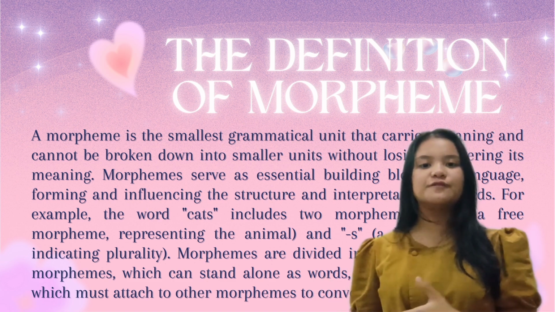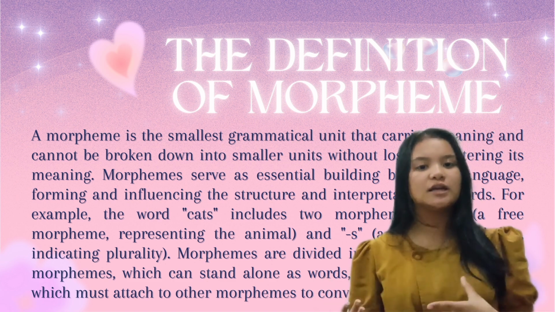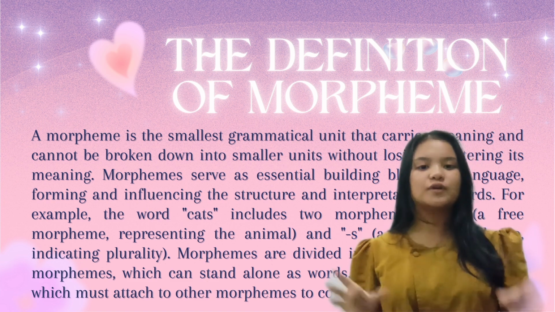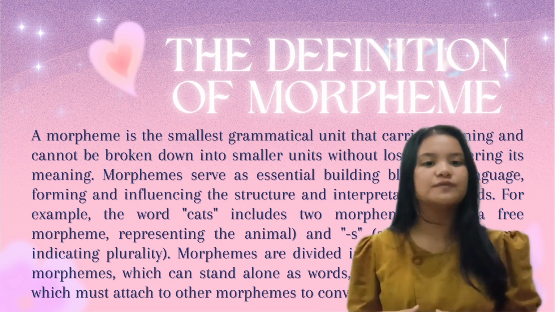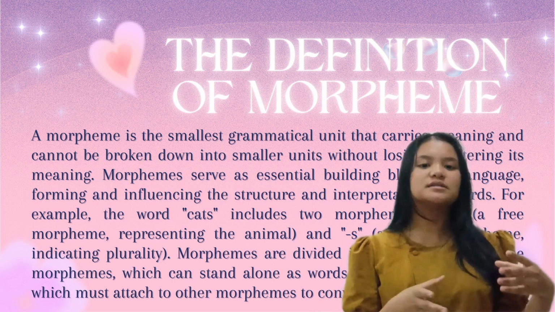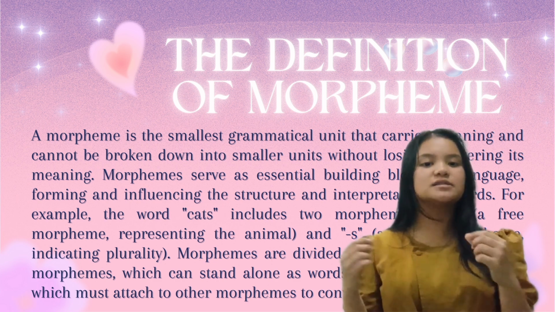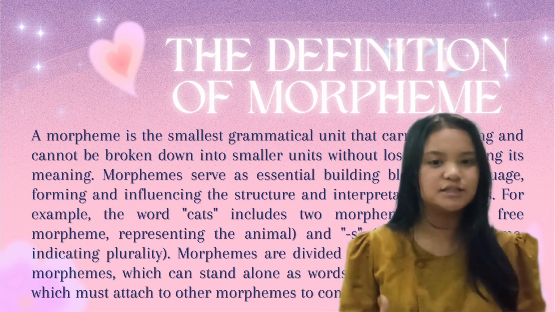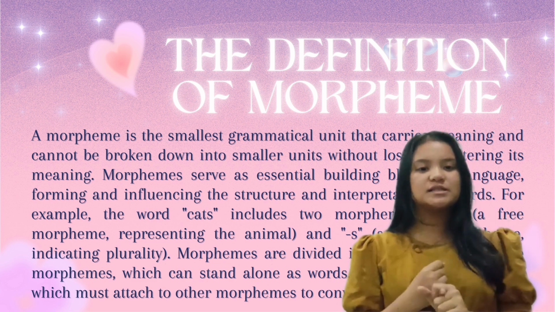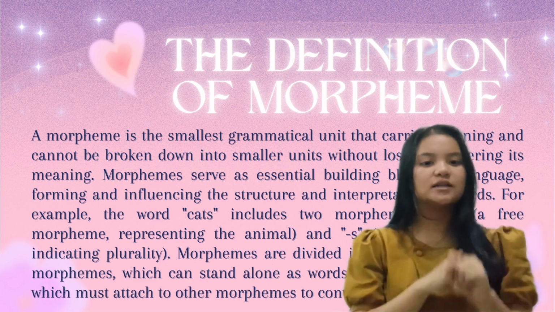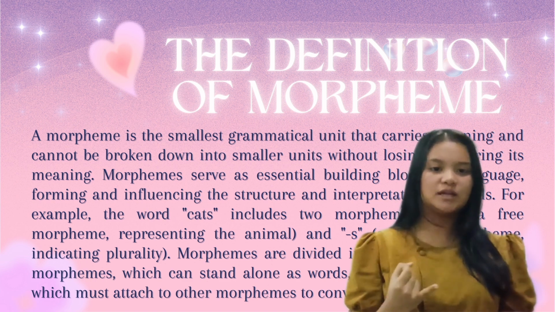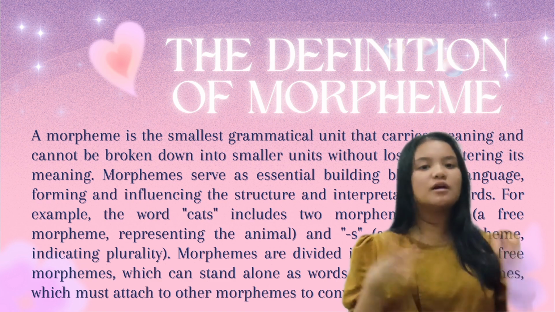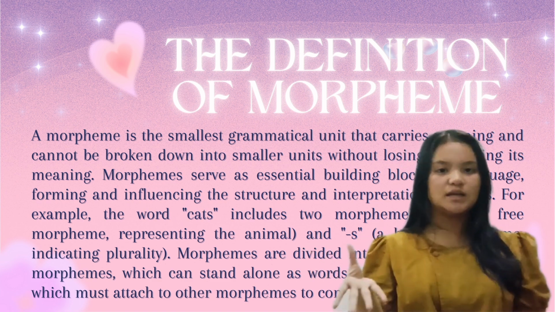Morphemes cannot be further divided without losing or altering meaning. For example, the word cats contains two morphemes. The first morpheme is cat, which refers to the animal, and the second one is the suffix s, which indicates the plural of the animal. Morphemes can be broadly categorized into two main types. The first is free morphemes, which can stand alone as a word and have their own meaning, and the second one is bound morphemes. These morphemes must attach to another morpheme to convey their meaning.